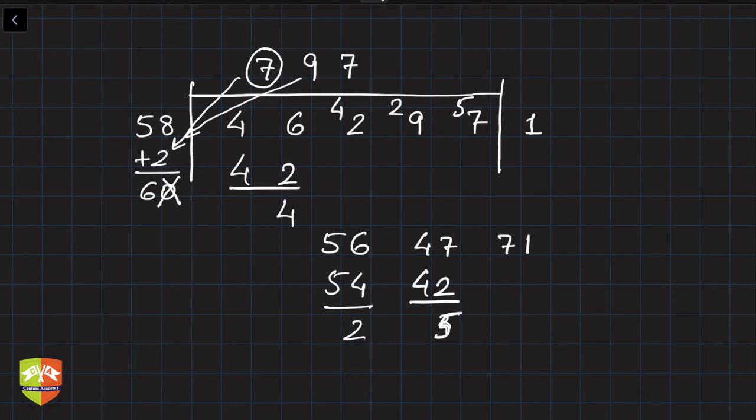Now here 6 11 times. 6 times 11 is 66. So 6 times 11, you will write only the units place here and the other one becomes the carry. So 6 times 11 is 66. What is the remainder? 5. So this 5 comes and sits here.